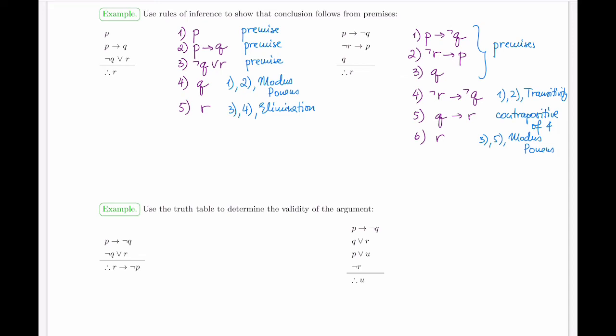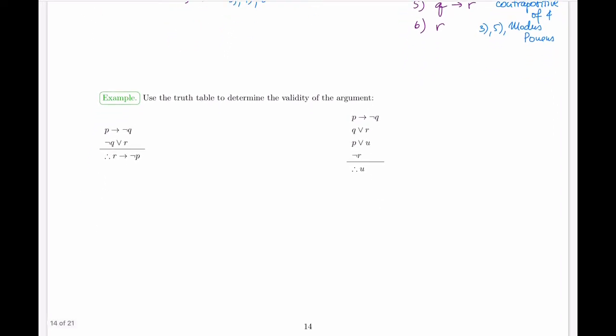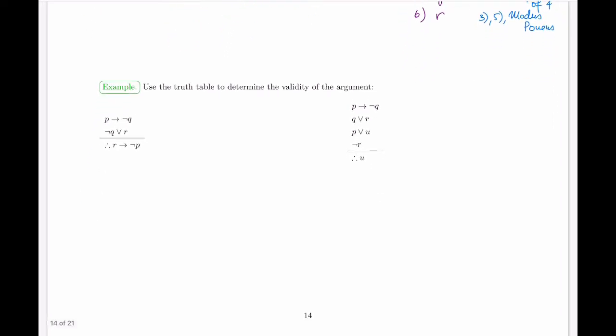In that case, you can always go back to the truth table technique and use that to prove the validity of the argument. I'm going to leave these two exercises for you for extra practice.